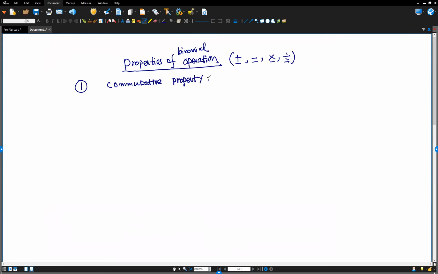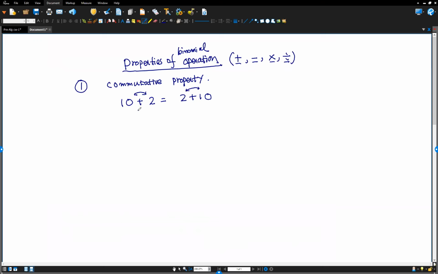What is the commutative property? 10 plus 2, I'm going to use some numbers. This actually equals 2 plus 10, because we can switch any numbers. 10 is first, now 2 is first, because their result will be equal. 12 equals 12. This is what we call the commutative property.